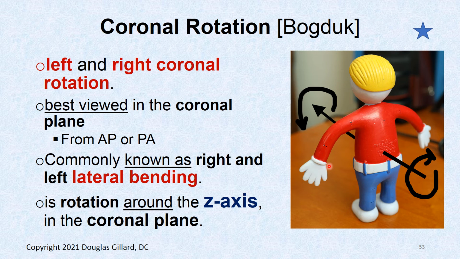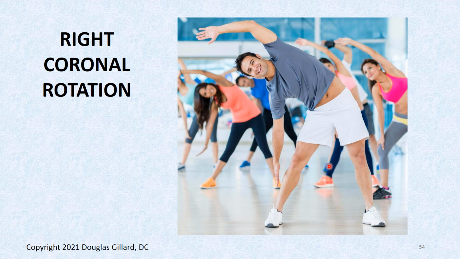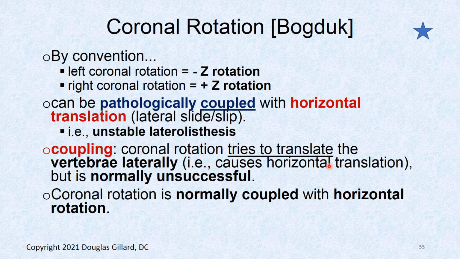Key is, make sure you always know these axes. Which one of the three axes are these movements occurring around? I can see the test now. The test question: coronal rotation is around the blank axis. I'll say A, B, C, D, E, F, G, or however many I want to put down. The X, the Y, the Z, the P. You've got to know it's the Z axis. See how that works. So next time you're at the gym stretching like this, you're actually doing right coronal rotation. All right, by convention, right coronal rotation is Z plus and left coronal rotation is Z minus. I'm not going to test you on that.